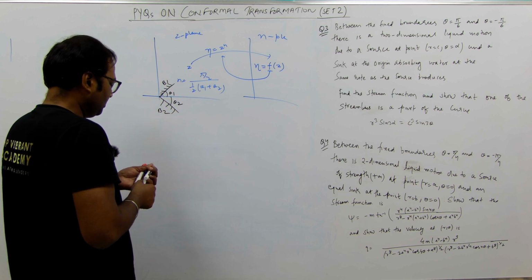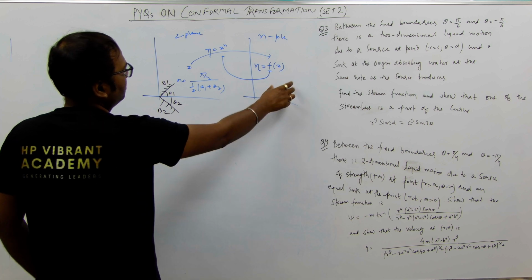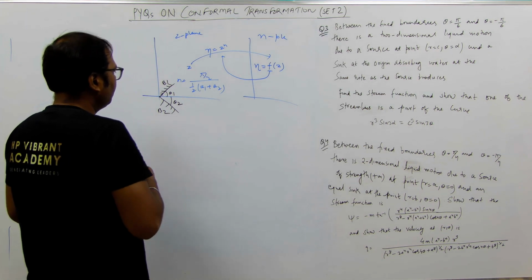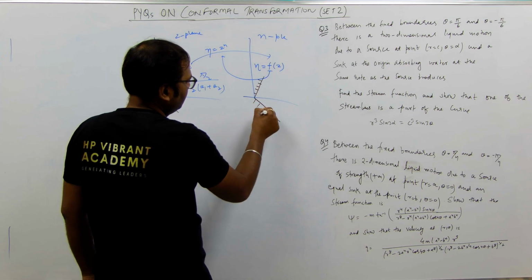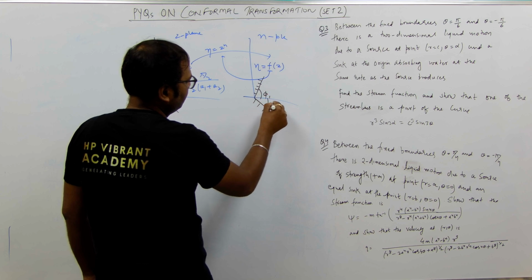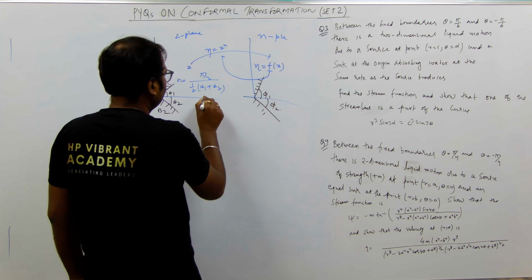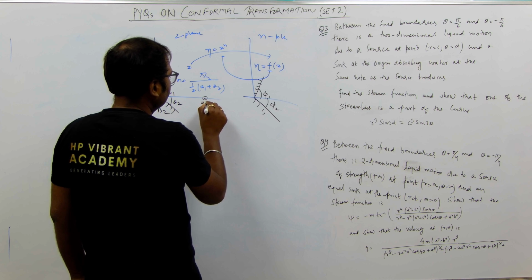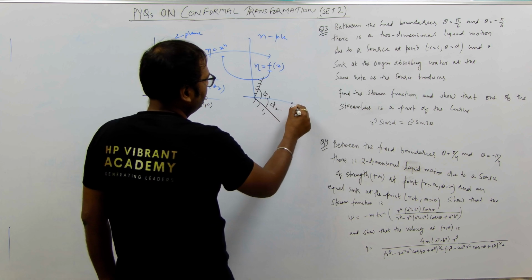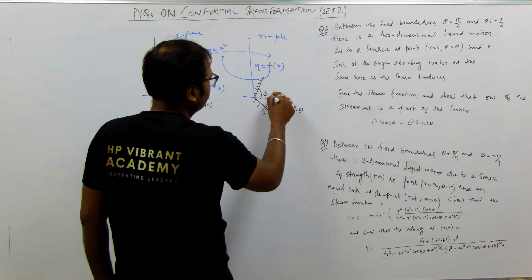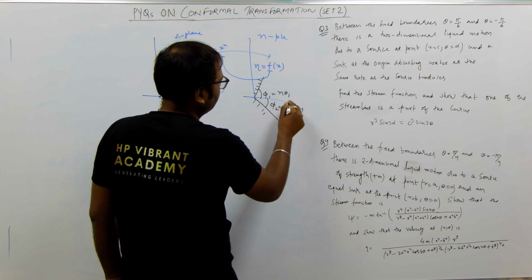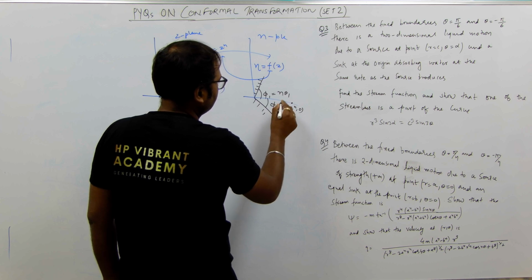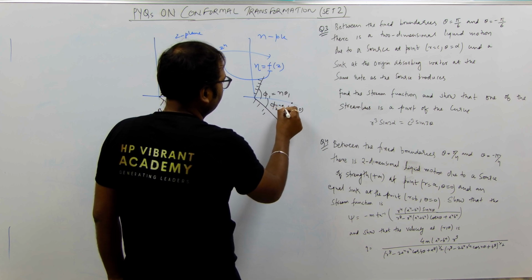In the transformed neta plane, we have phi 1 and phi 2. Suppose this is the transformed boundary in the neta plane. So this is phi 1 and this is phi 2. Suppose there is a point a comma 0. This gets further transformed into a to the power n comma 0, and the angles become n theta 1 and n theta 2. This we have already discussed in detail in the last lecture.